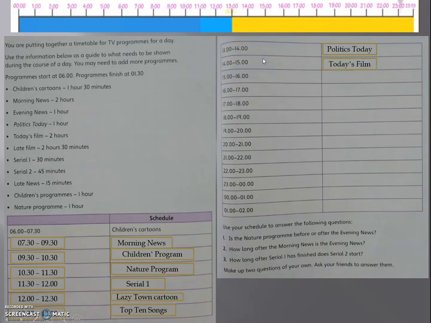Next, we will watch today's film. Let's see here. Today's film will last for how many hours? For 2 hours. So from 14 to 15, this is 1 hour. And another hour from 15 to 16. So today's film will start by 14 o'clock and end by 16 o'clock. From 14 to 16, count on your hand. After 14, 15, 16. 2 fingers, it means 2 hours.